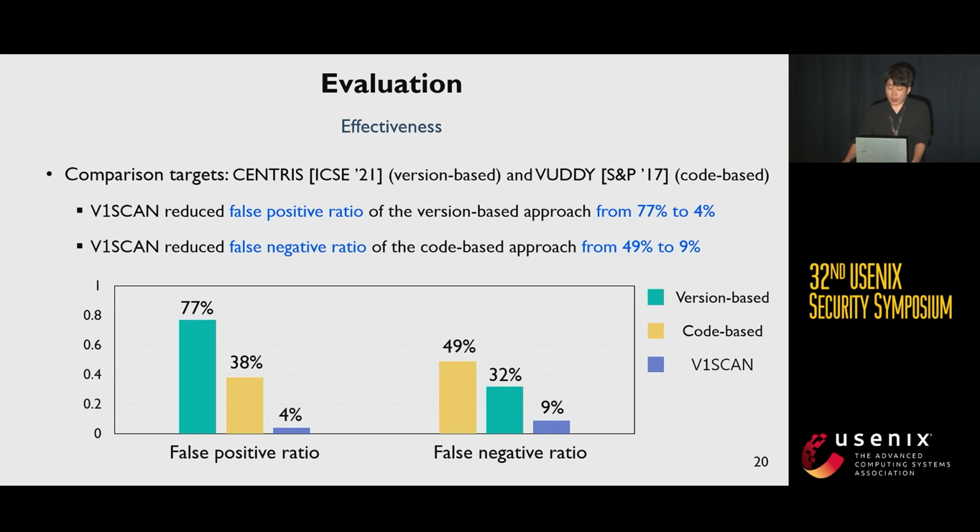Next, we compare V1SCAN with existing version-based and code-based approaches as the baselines. We observed that V1SCAN could reduce the false positive ratio of the version-based approach from 77% to less than 4%. And also it can reduce the false negative ratio of existing code-based approaches from 49% to less than 9%. These experiment results demonstrate that V1SCAN can be used as an effective one-day vulnerability discovery tool in practice.